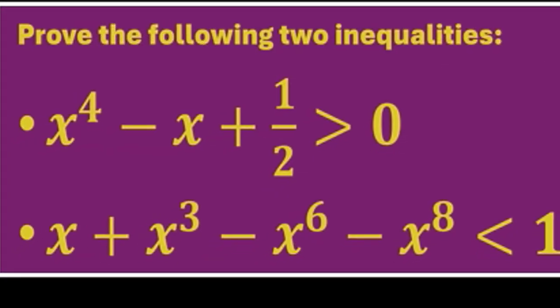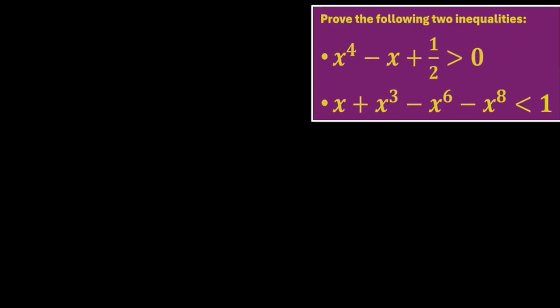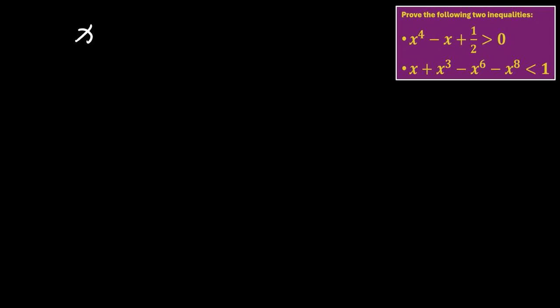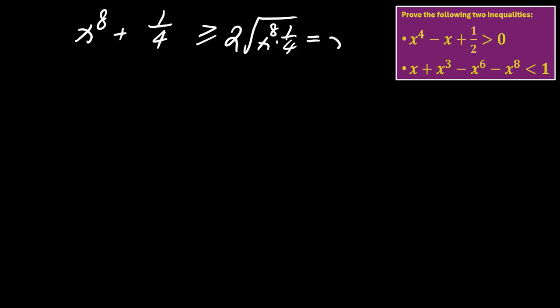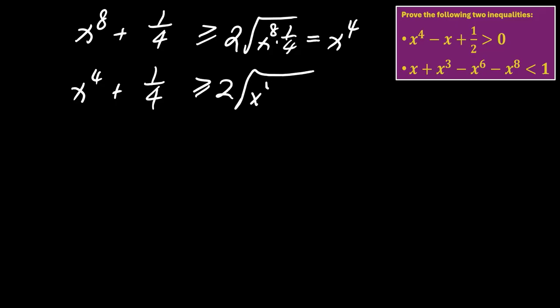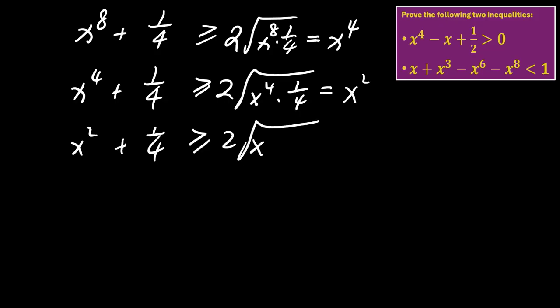Next one, it is a similar question. So we first note that x to the power 8 plus 1 over 4 is greater than or equal to 2 square root of x to the power 8 times 1 over 4. It is equal to x to the power 4. And x to the power 4 plus 1 over 4 is greater than or equal to 2 square root of x to the power 4 times 1 over 4. This is x squared. And x squared plus 1 over 4 is greater than or equal to 2 square root of x squared times 1 over 4. This is the absolute value of x, and this is greater than or equal to x.